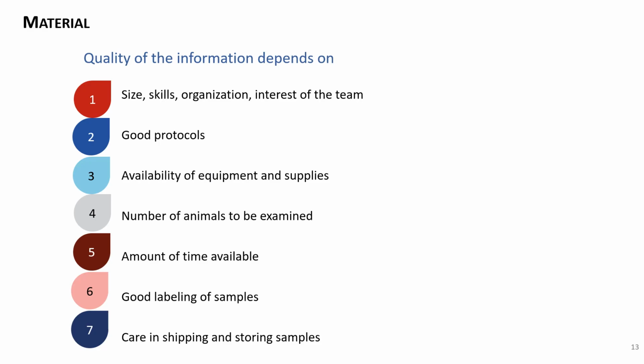Now we're going to talk about the materials that you need. In general, we can say that the quality of the information depends on the size, skill, organization, and interest of the team, good protocols, availability of equipment and supplies, number of animals to be examined, amount of time available, good labeling of samples, and care in shipping and storing samples.